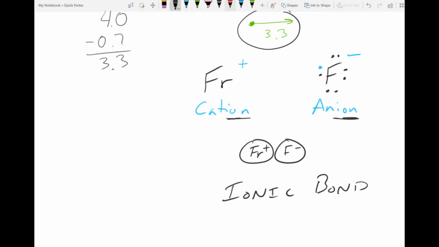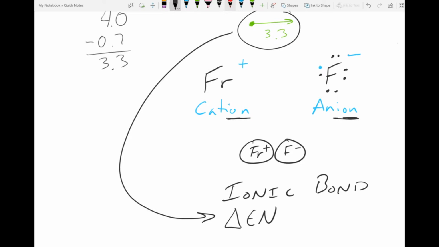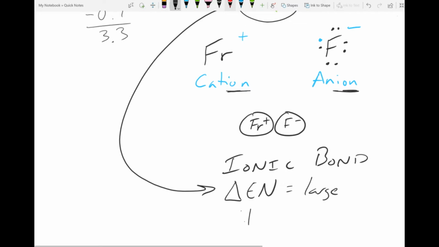And so really the key takeaway is pretty much this. Because the difference in electronegativity is very large, in those cases you can actually transfer electrons. And when you transfer electrons, you make ions. And if you make ions, they can attract to each other and you can make an ionic bond. Okay, so that's if we have very large differences.